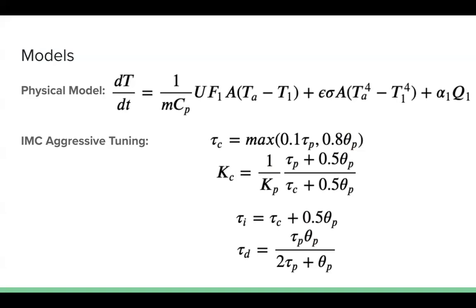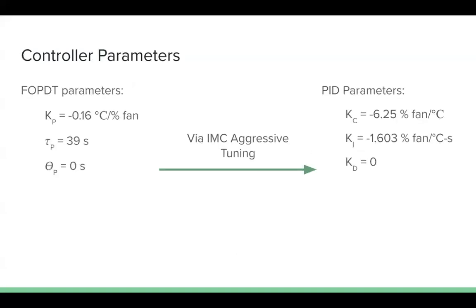And so with that and performing a step test, we were able to get our FOPDT parameters, as you can see here on the left, our KP, our tau P, and our theta P. With our KP, it was negative 0.16 degrees Celsius per percent of fan speed. And with our tau P, it was 39 seconds. And as you can see with the theta P, we did not observe any visible dead time, so that made it easier with our tuning, as that is 0 seconds.